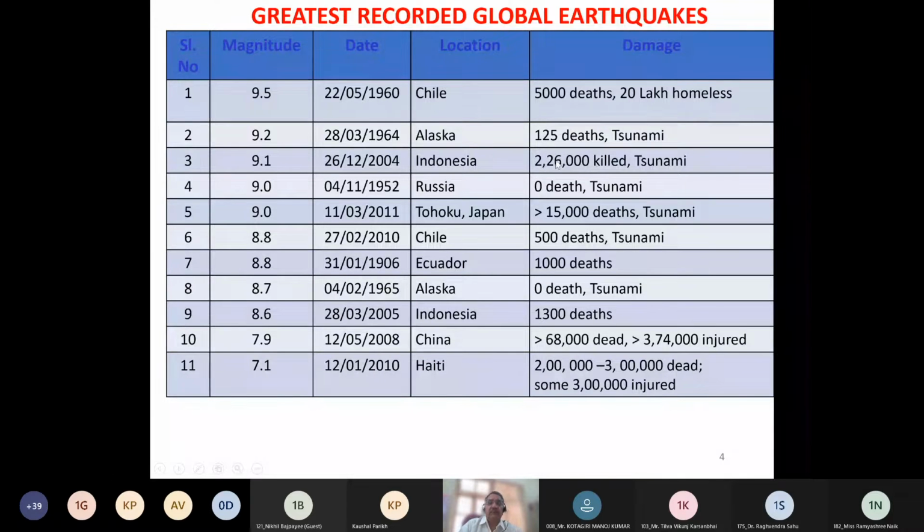More than 2 lakh people died during this earthquake. Then magnitude 9, 2011 Japan earthquake. More than 15,000 people died, and so on. So magnitude more than 7 causes a lot of damage. For example, 2010 Haiti earthquake, more than 2 lakh people died, magnitude about 7.1.